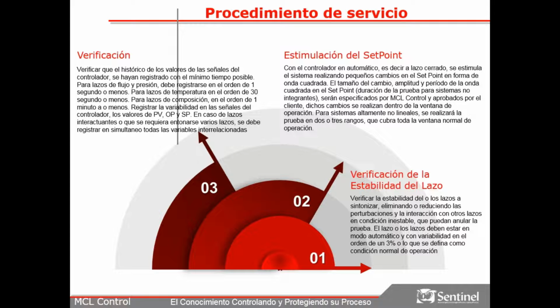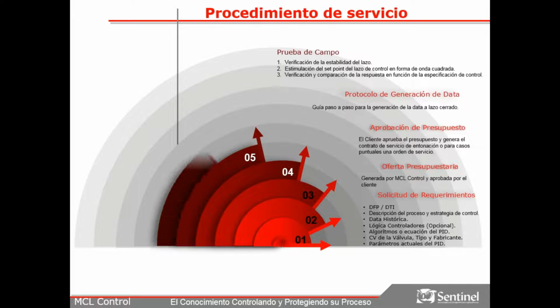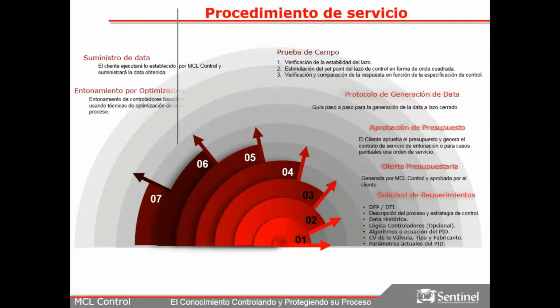Record the variability of the controller's signals, the process variables values, the controller's output, and the set point. In the case of interacting loop controllers or when several loop controllers need tuning, all the interrelated variables must be recorded simultaneously. The client must follow MCL Control's instructions and supply the resulting data. MCL Control will then proceed to tune the loop controller using the program Loop Tuner Sentinel.